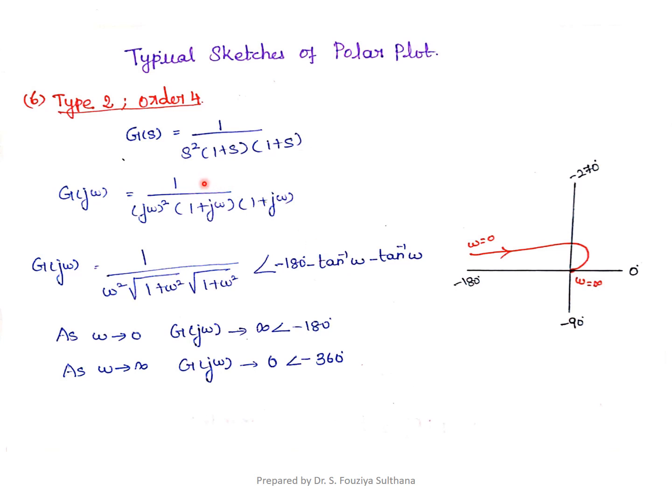This is the example of type 2 order 4 system. So at omega equal to 0, the magnitude is at infinity, and when omega equal to infinity, the magnitude is equal to 0. So the angle of the plot starts from minus 180 degree and ends at minus 360 degree.